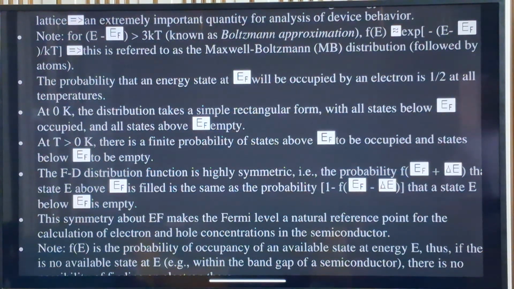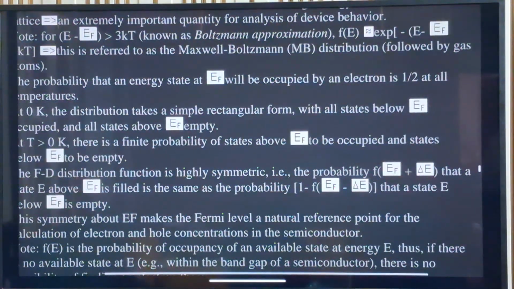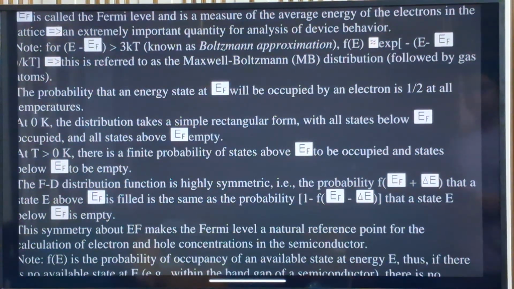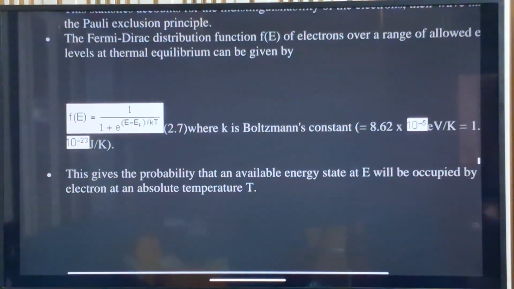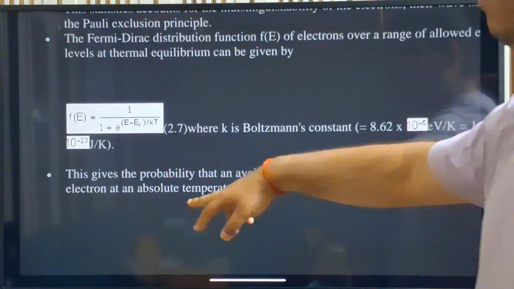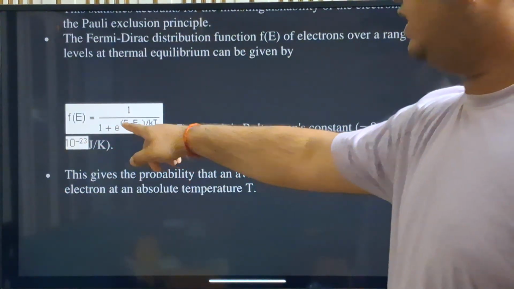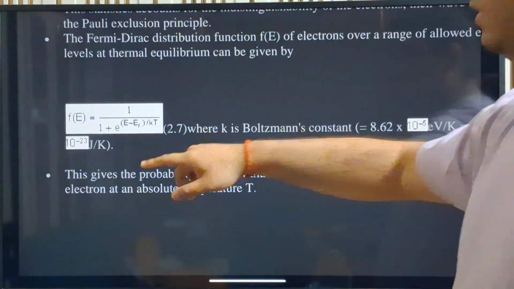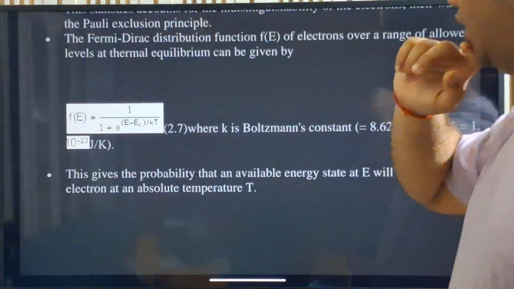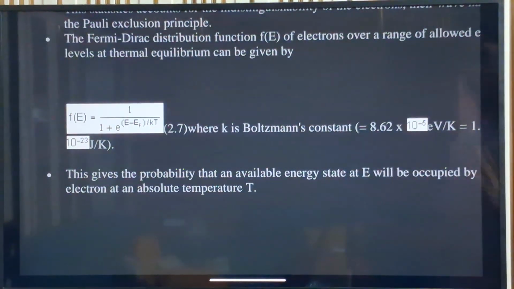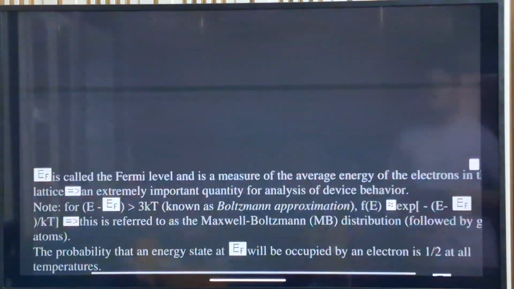So T is equal to 0 Kelvin. What will happen is the distribution takes a simple rectangular form. Let's see what happens. If T is 0, we get 1 by 1 plus e to the power (E minus Ef) by 0. So basically we get 1 by 1 plus infinity, right? So 1 by infinity we get 0. So F is 0 if T is equal to 0. However, if we also take E equal to Ef, then E minus Ef is 0, so we get an indeterminate form. So basically the curve obtains a rectangular shape.